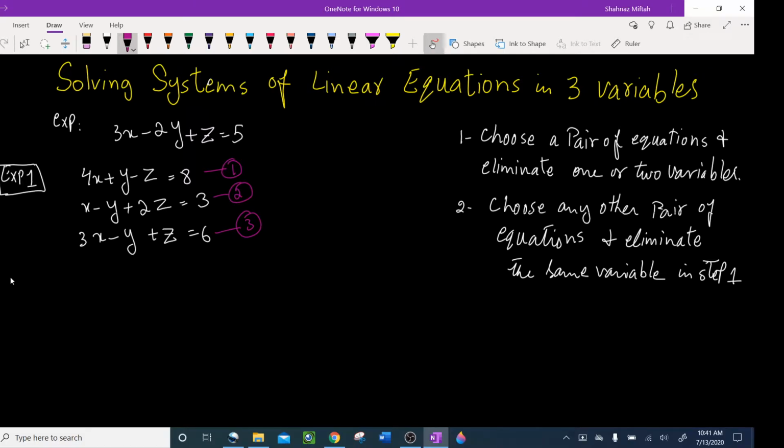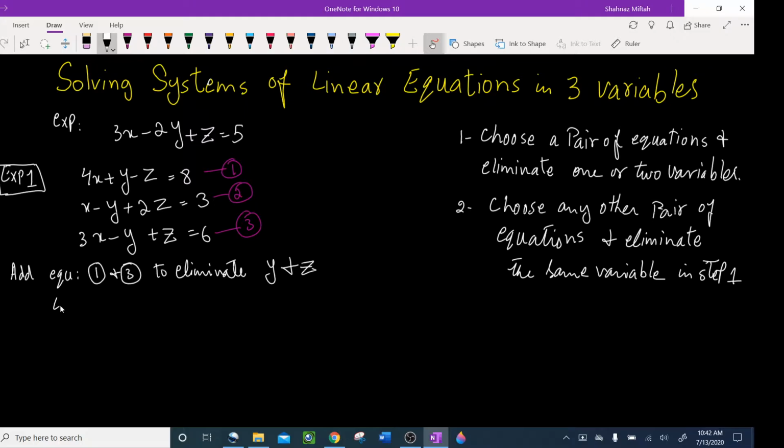So, for example, add equations 1 and 3 to eliminate y and z. So let's try that first. 1 and 3 I'm taking. Okay, so let's take 1 and 3.